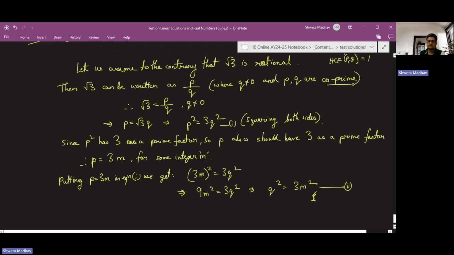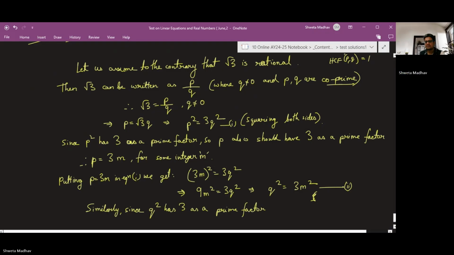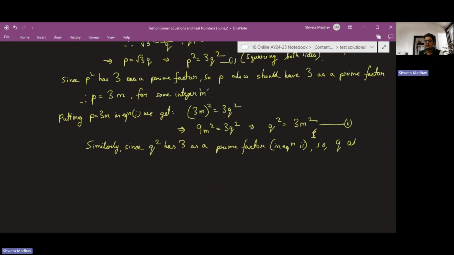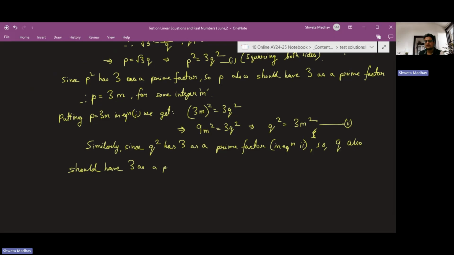Similarly, since q square has 3 as a prime factor, which we can see in equation 2, we can see that 3 is a prime factor of q square. So q also should have 3 as a prime factor.